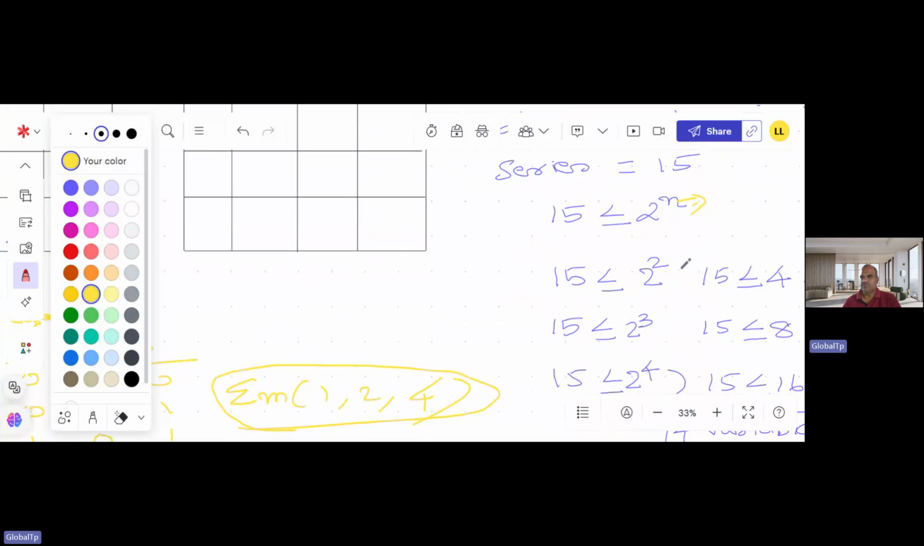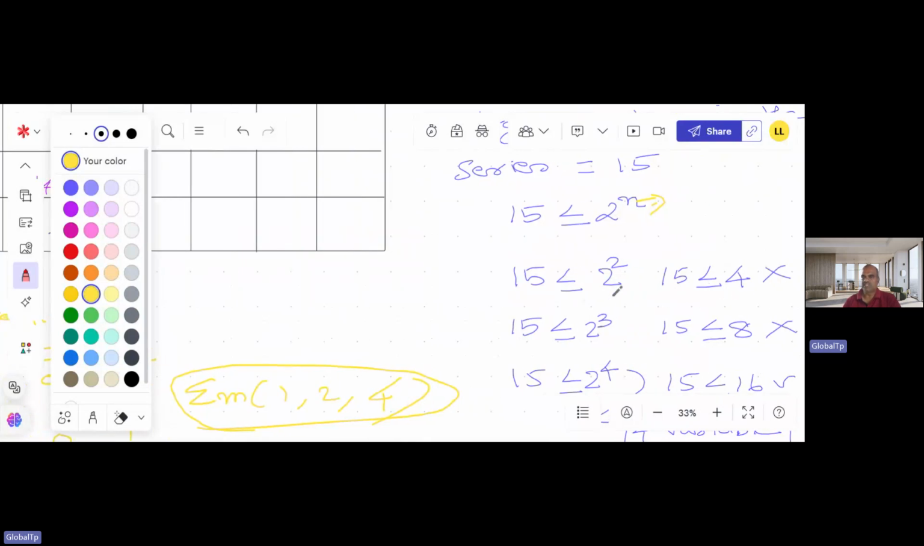So 2 squared I will put directly. So 2 squared means what? You will get 4. So 15 is less than or equal to 4. This condition is not satisfied, so it will not work. So next, raise the power to 3. So 15 is less than or equal to 2 to the power 3, which is 8. That is also not satisfying, so we will not use that.